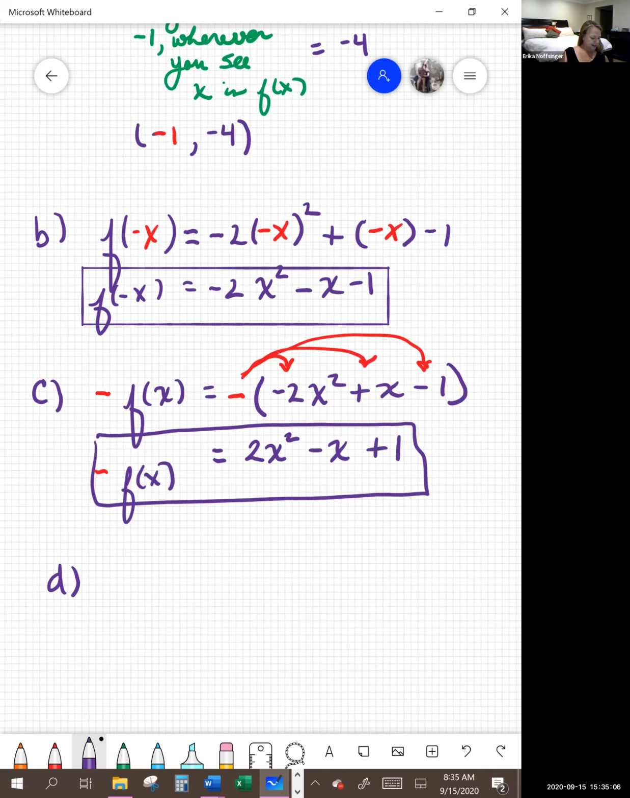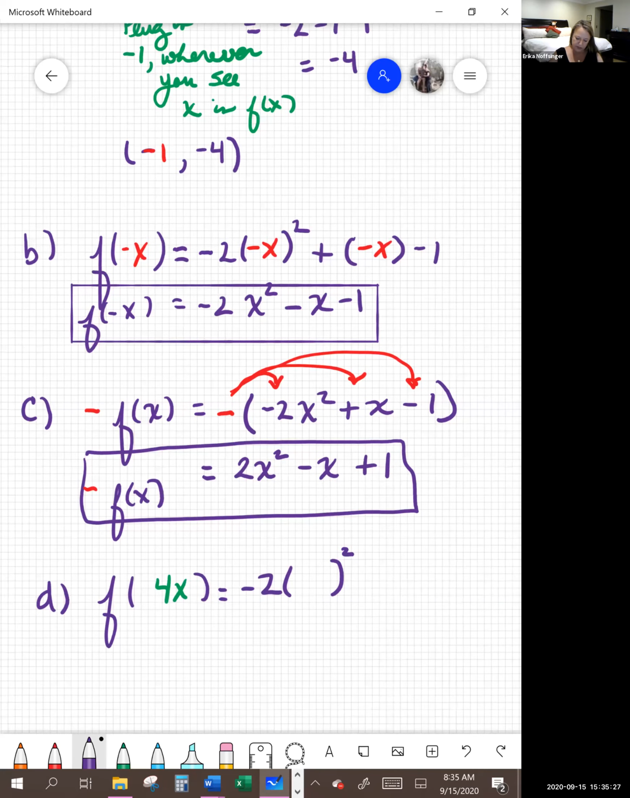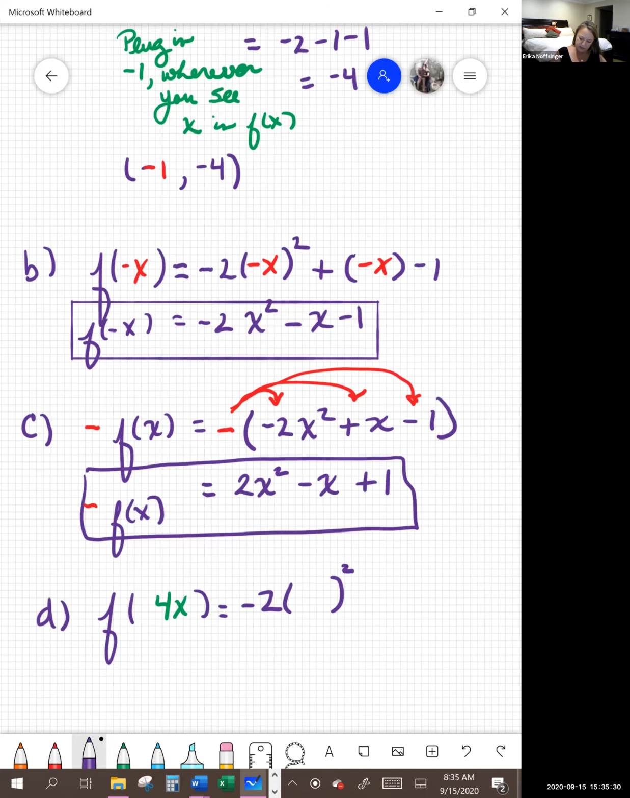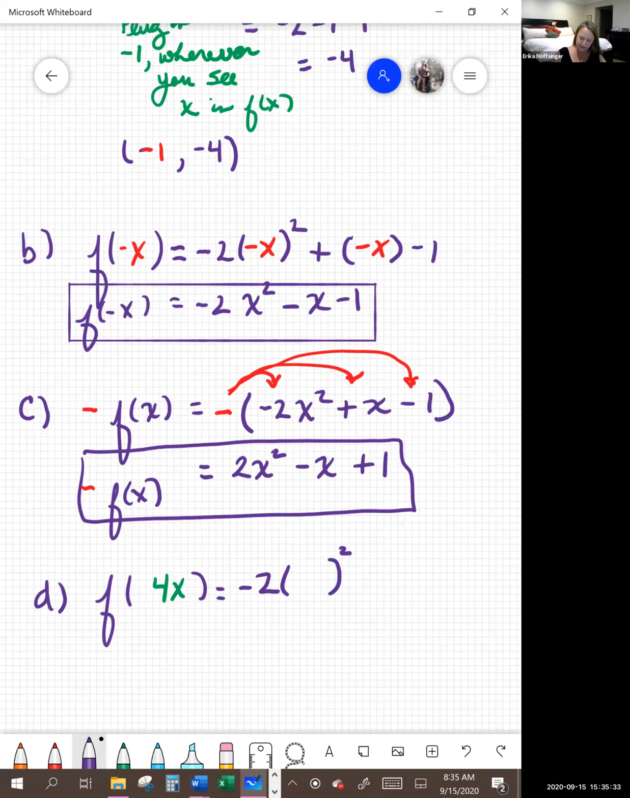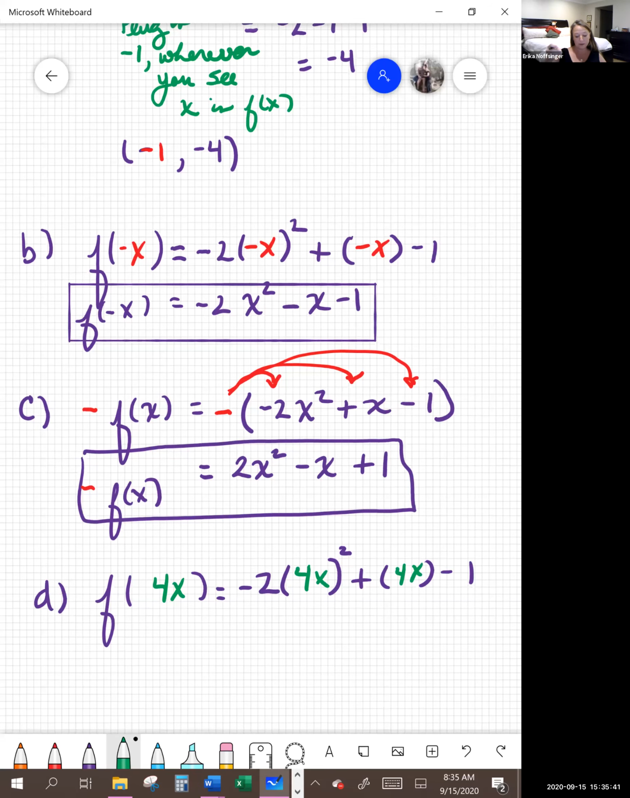I'll ask you to find f of 4x. Same sort of idea. Go in, put in a parentheses wherever you see an x, so -2, that parentheses, and then square it. And then it was plus x, so plus parentheses, and then a minus 1. Sometimes you're plugging in numbers, sometimes you're plugging in variables or expressions.